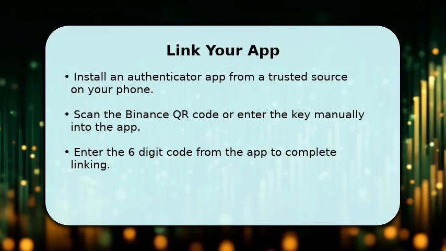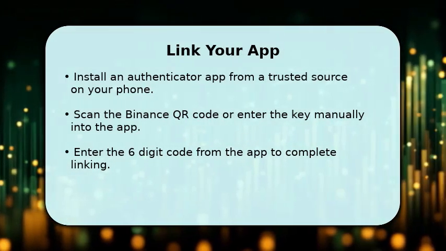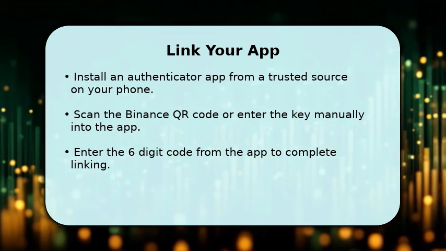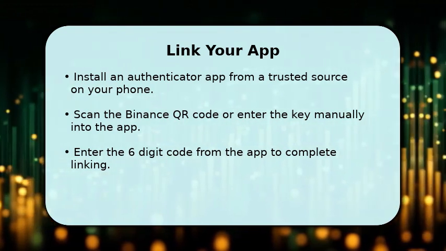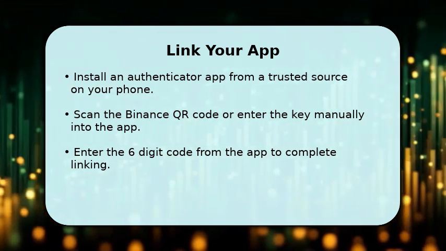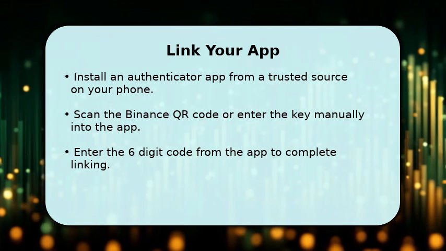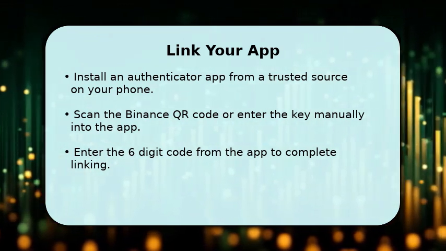Next, install an Authenticator app and prepare to link it to Binance. In Security Settings, choose Authenticator app, then display the QR code on screen. Use your Authenticator app to scan the code or paste the secret key if scanning fails.